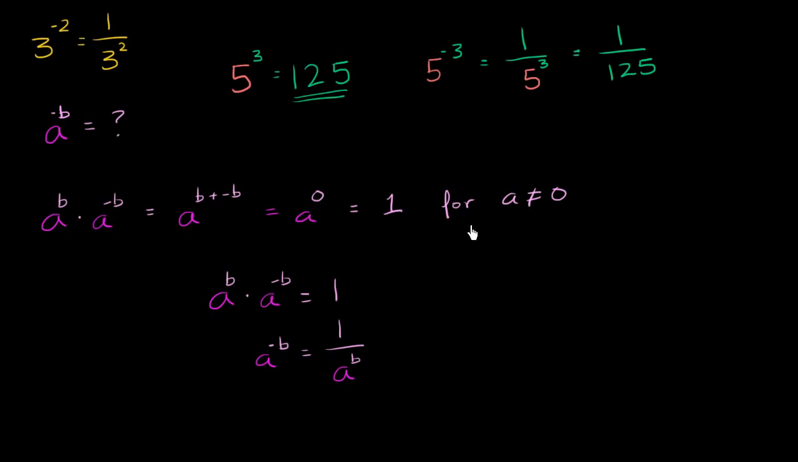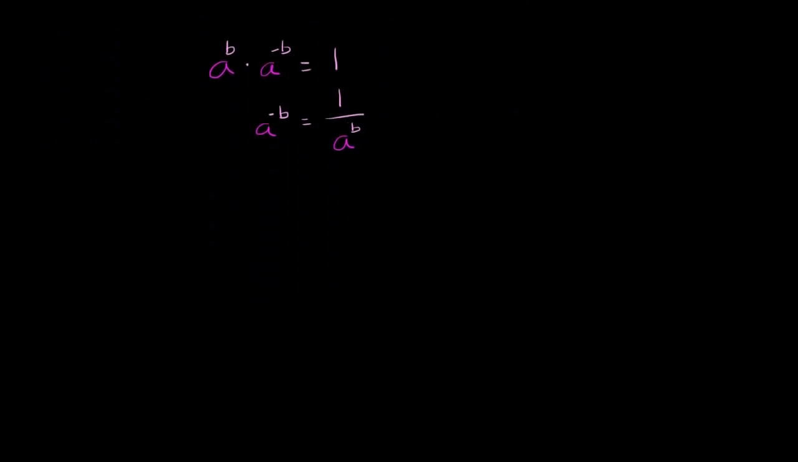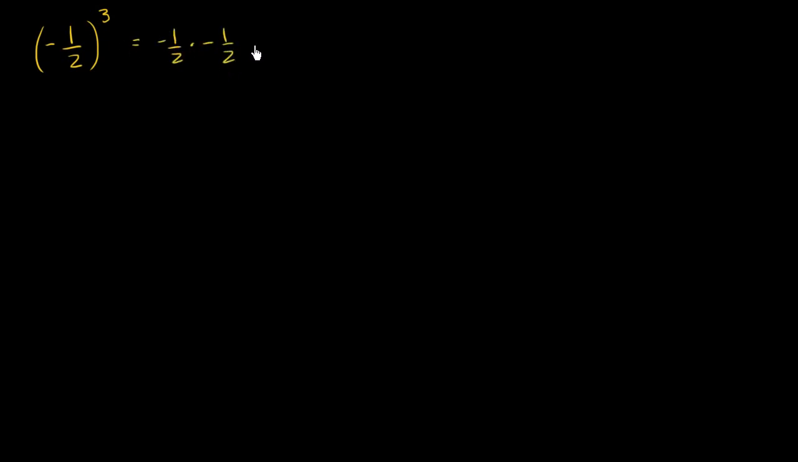Let's do two more examples. Let's say I were to take negative 1/2, and I were to raise this to the 3rd power. What is that going to be? Well, it's negative 1/2 times negative 1/2 times negative 1/2, which is, of course, going to be equal to negative 1 over 8. Now, what should negative 1/2 to the negative 3 power be, based on everything that we just talked about?